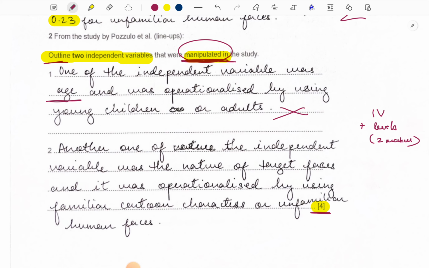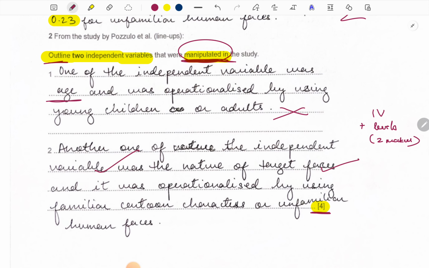Researchers have not manipulated age. They have taken participants as they are, some children and some adults. They have not caused them to become children or adults. So we cannot say that was manipulated. The second variable which is given, that is right.